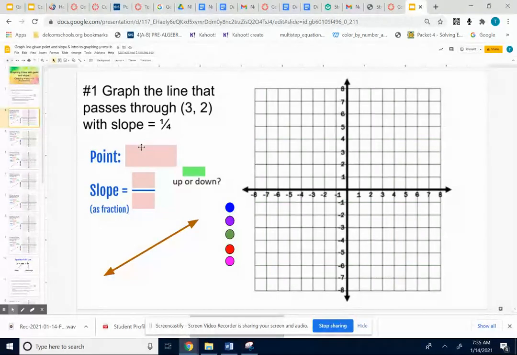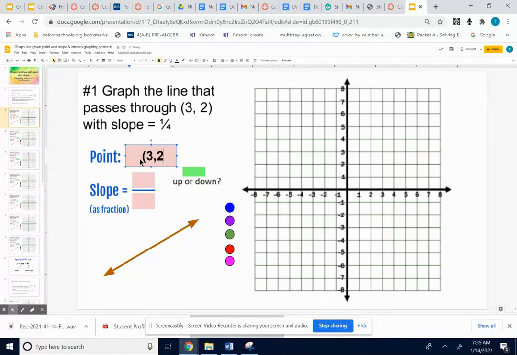I gave you a place to go ahead and type the information in. The point is (3, 2). The slope is 1/4. Now I do want you to write the slope as a fraction here. This one already is 1/4. Then I have a little highlighter there because I want you to think about, is it up or down? Look at the top number. If you do it my way, the bottom number is always going to be positive. Just look at the top number. The rise of the fraction is a positive 1.